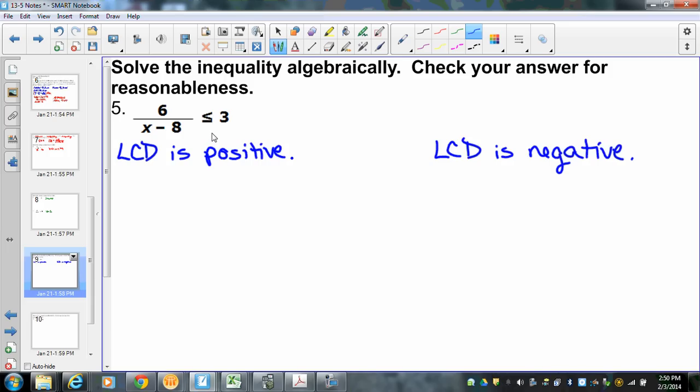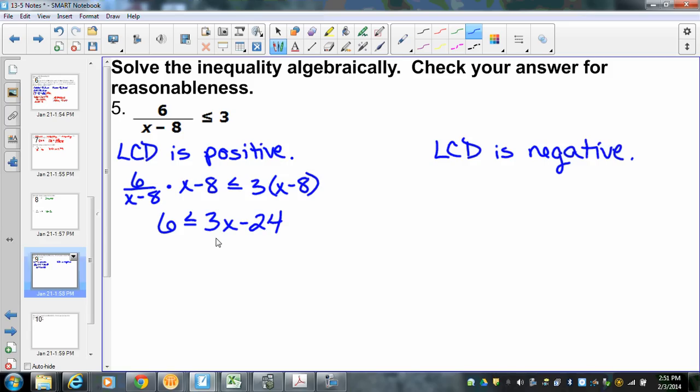If I'm solving it with it being positive, then that would not change my inequality sign at all. So I would simply take both sides and multiply them by x minus 8. So I would have 6 over x minus 8 times x minus 8 is less than or equal to 3 times x minus 8. And I did not change my inequality because my LCD is positive. So here, that would just cancel out the x minus 8. So I would have 6 is less than or equal to 3x minus 24, and now I have a basic inequality.